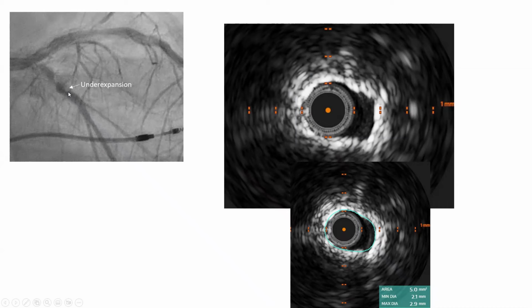Keep in mind here we had already dilated it. Actually, we had dilated it with a 3 millimeter balloon before the IVUS. And despite that, it's only 5 millimeters square, so it's still underexpanded. Less than 5.5 millimeters square, and definitely way less than the distal reference lumen area, which was around 7.5 millimeters square. So definitely way less than 80 to 90% of the distal reference lumen area.